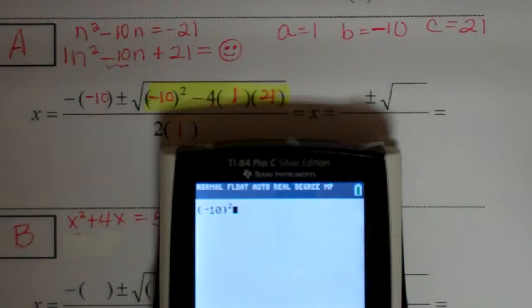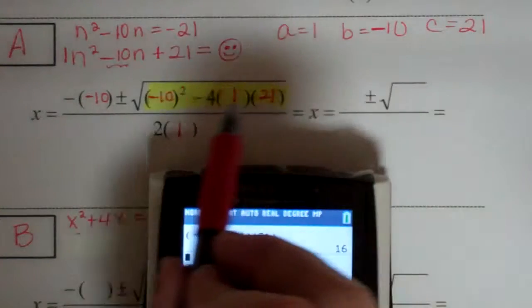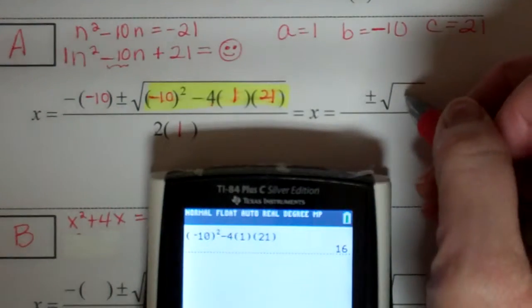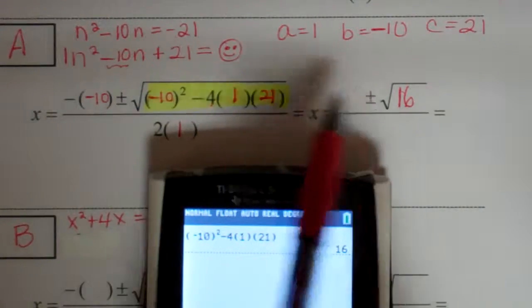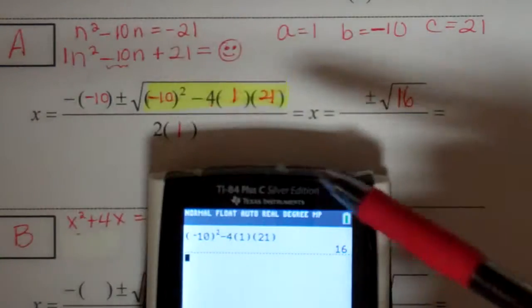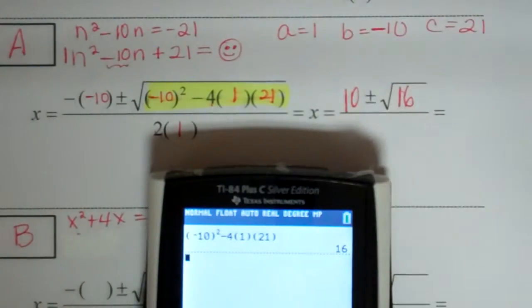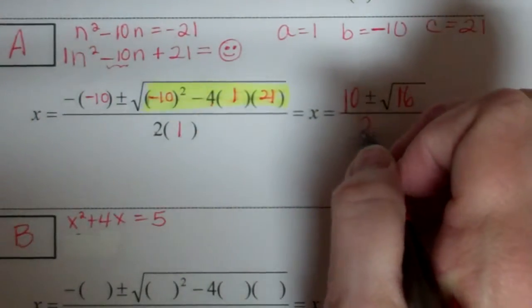So now we subtract 4 times 1 times 21. And when I hit enter, I get 16. Now what this means is everything I've highlighted in here in yellow went in the calculator. The calculator said 16. So up under here, I'm going to put 16. Out in front, I have the opposite of negative 10. Double negatives make a positive, so now I have positive 10. All over 2 times 1, which is 2.